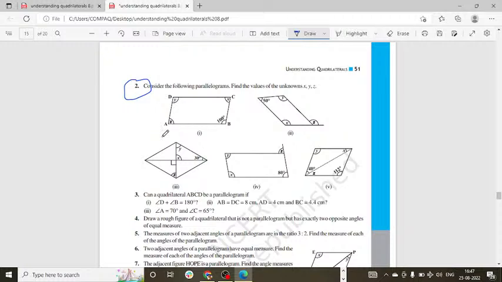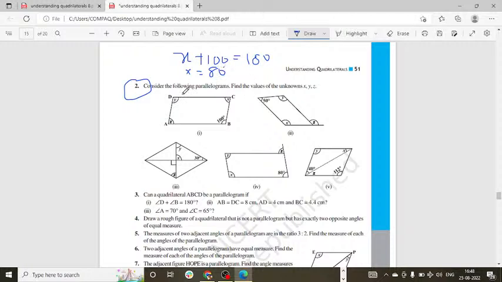Because adjacent angles are supplementary. So x plus 100 is equal to 180 degrees, because adjacent angles are supplementary over here. What will be the value of x? x is equal to 180 minus 100, and we will get 80 degrees.